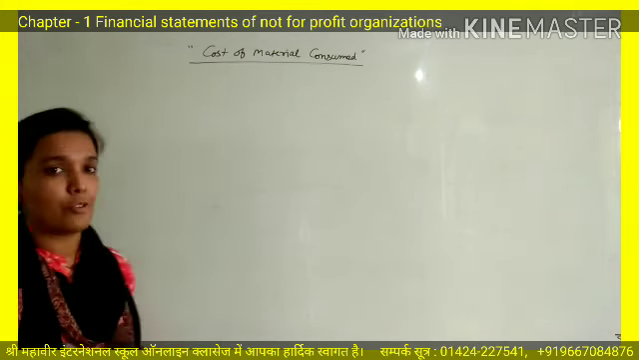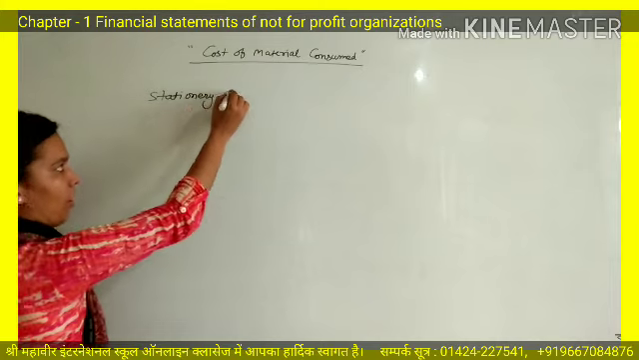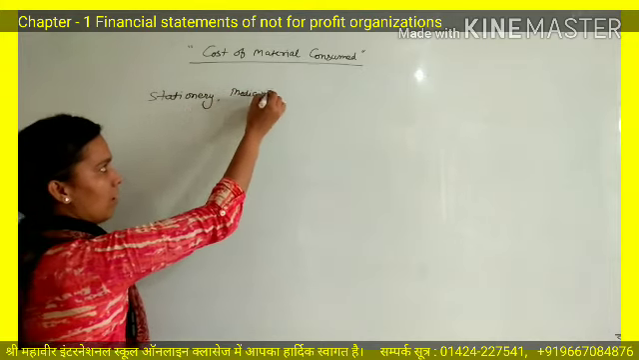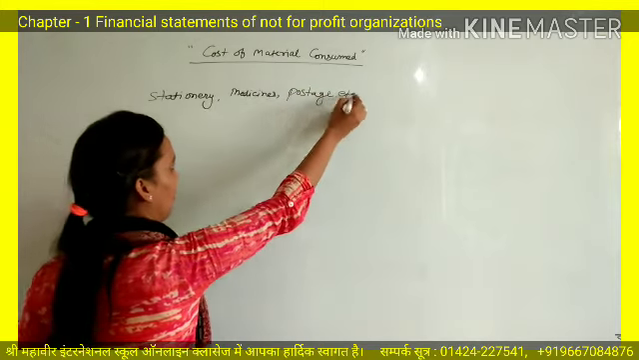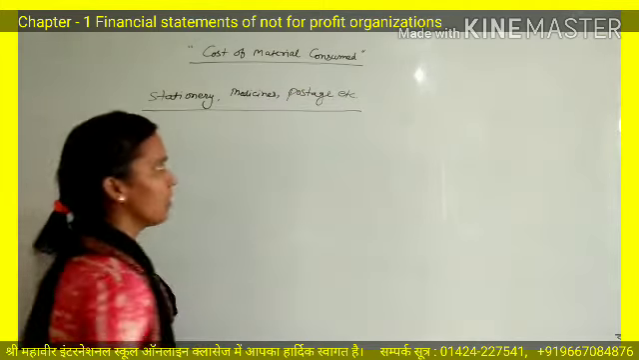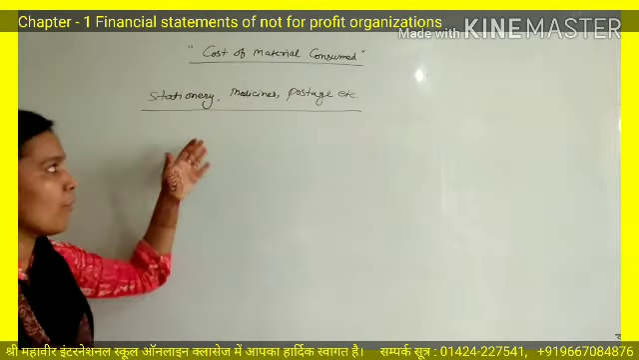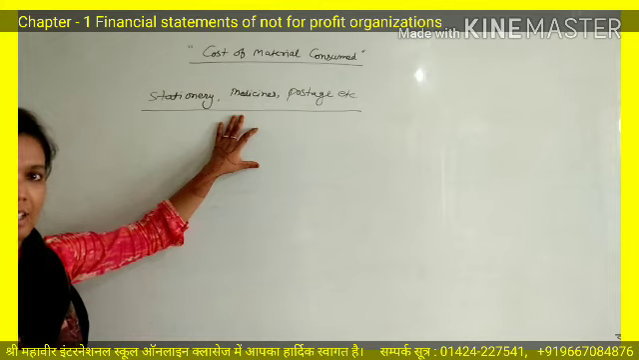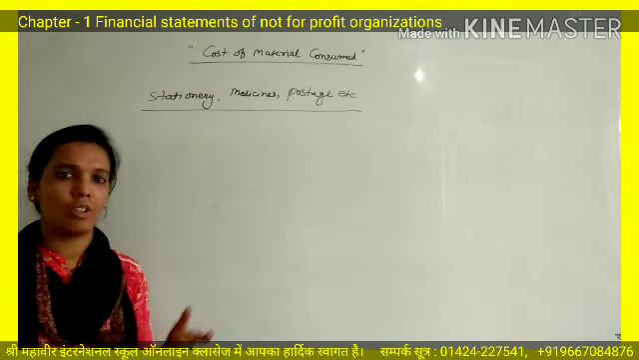Which types of materials are consumed by not for profit organizations? In this you can take the example of stationery or medicines, postage, etc. So there will be certain items that are consumed by not for profit organizations during the year. So we have to find the cost of these materials that we will show in the income and expenditure account. And you know that all expenses will be shown on the debit side in the income and expenditure account.